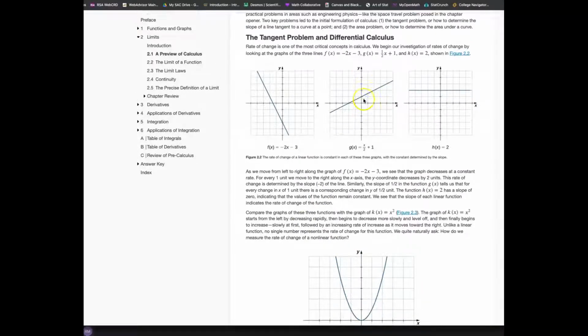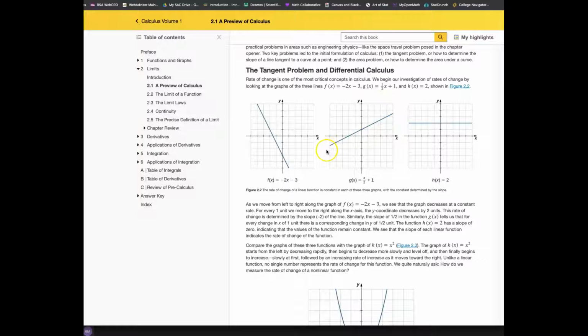It's easy to study the behavior of a line because it's consistent. The slope is the same. Rise over run. You can see some examples here. The slope is negative. It's decreasing. It's going down, increasing. And here the slope is 0. There is no slope. It's flat. Their y values are not changing.